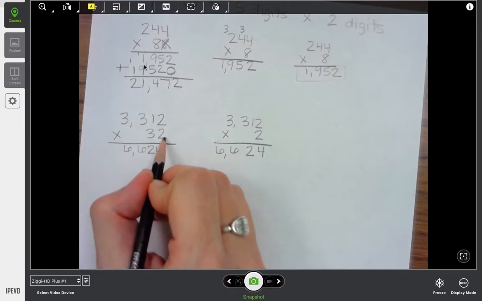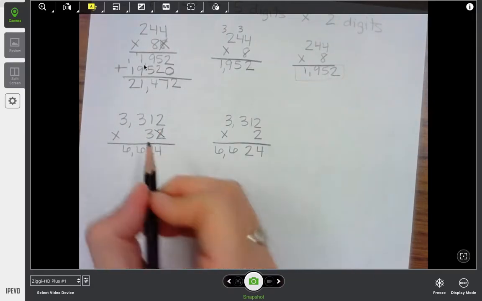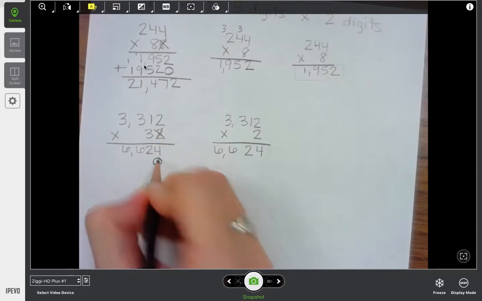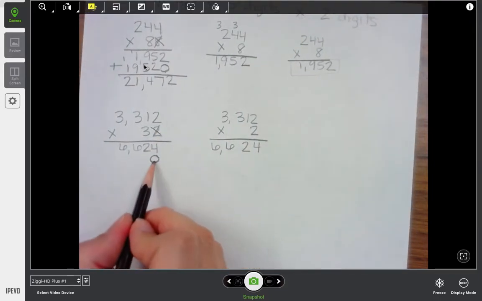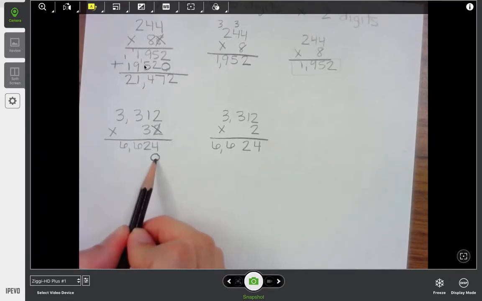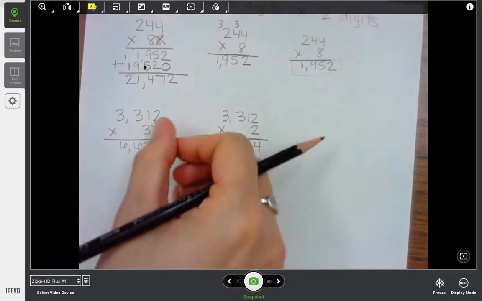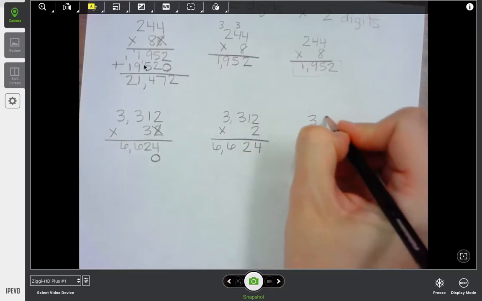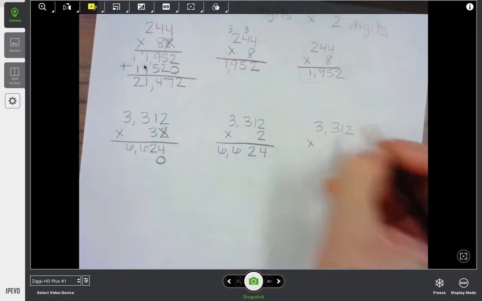I'm done with this digit. I'm going to mark it out, and to show that I'm done with it, I've got to put a 0 right here, okay, because I have finished and I won't be doing any more multiplication in the ones place. I finished with that. Then I've got to go back and finish it up with the 3. So I can do 3,312 times 3.